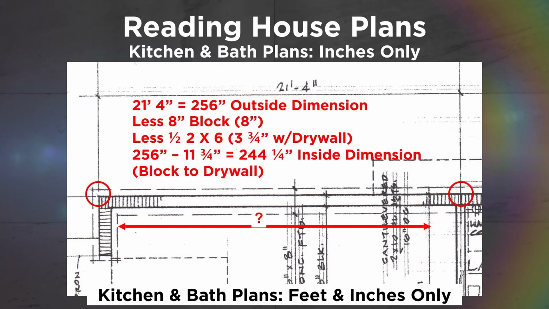Half of a 2x6 is 2 3/4. And then there's half-inch drywall. Remember to add the half-inch drywall on each side. So the total there is 11 3/4, which you would deduct from the original outside dimension of 256. That leaves us with a balance of 244 1/4 inches of space for the Gladiator storage units. And the math assumes that we won't have any finished covering on the block wall to the left.